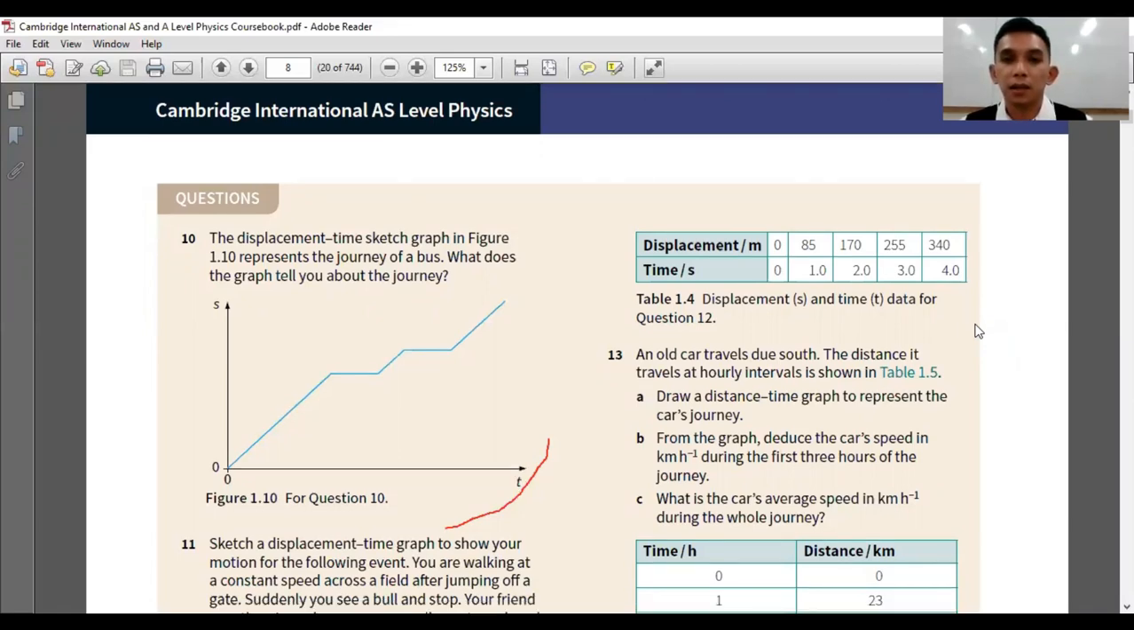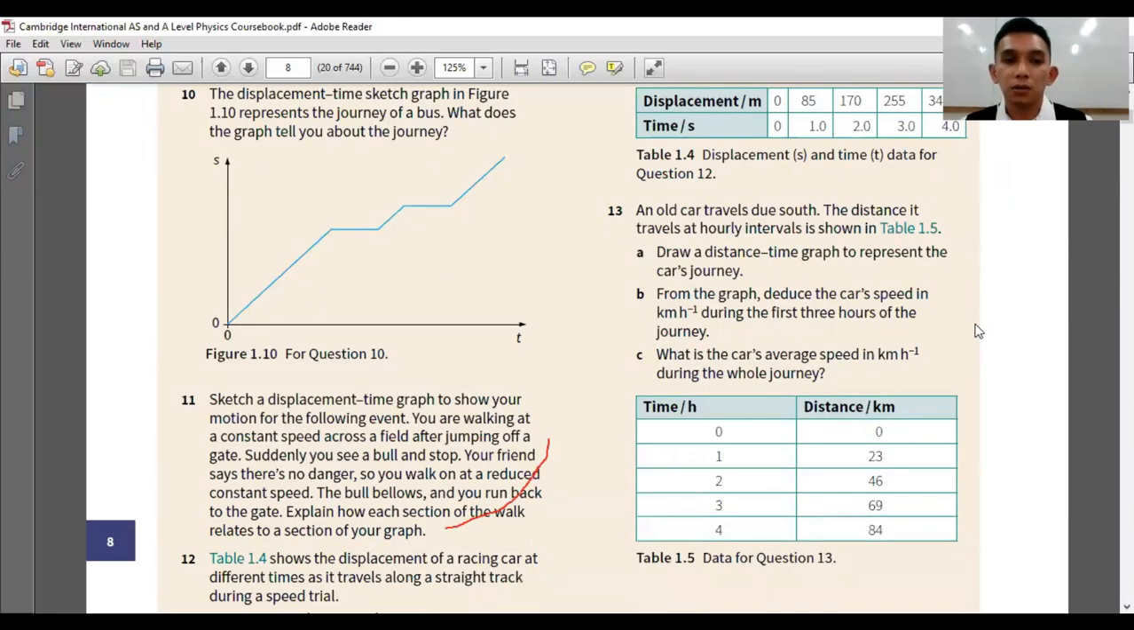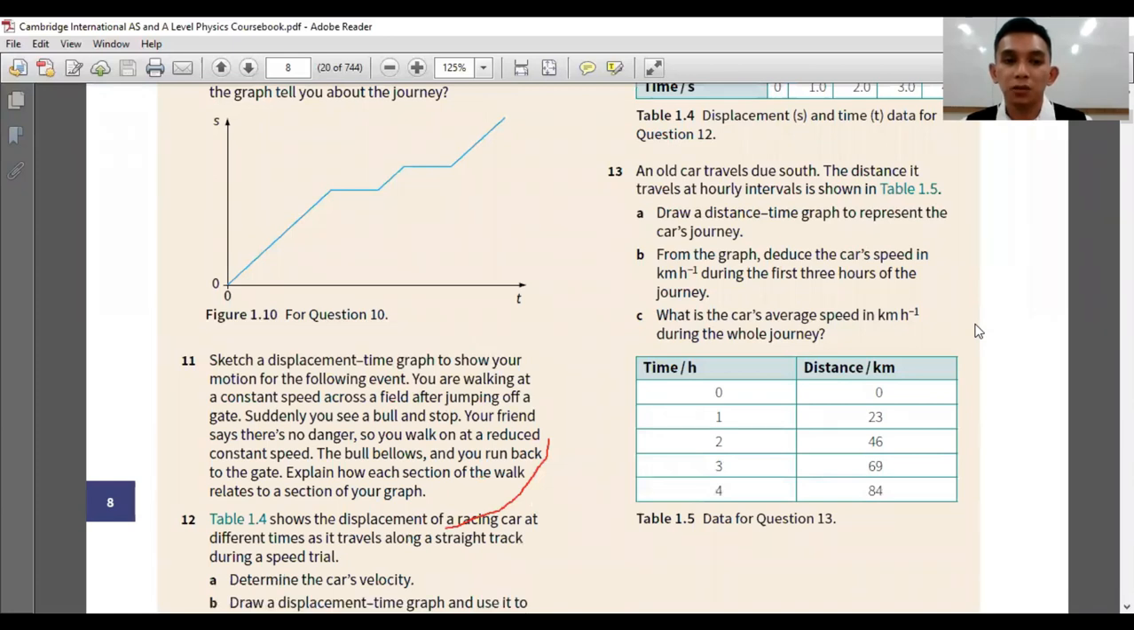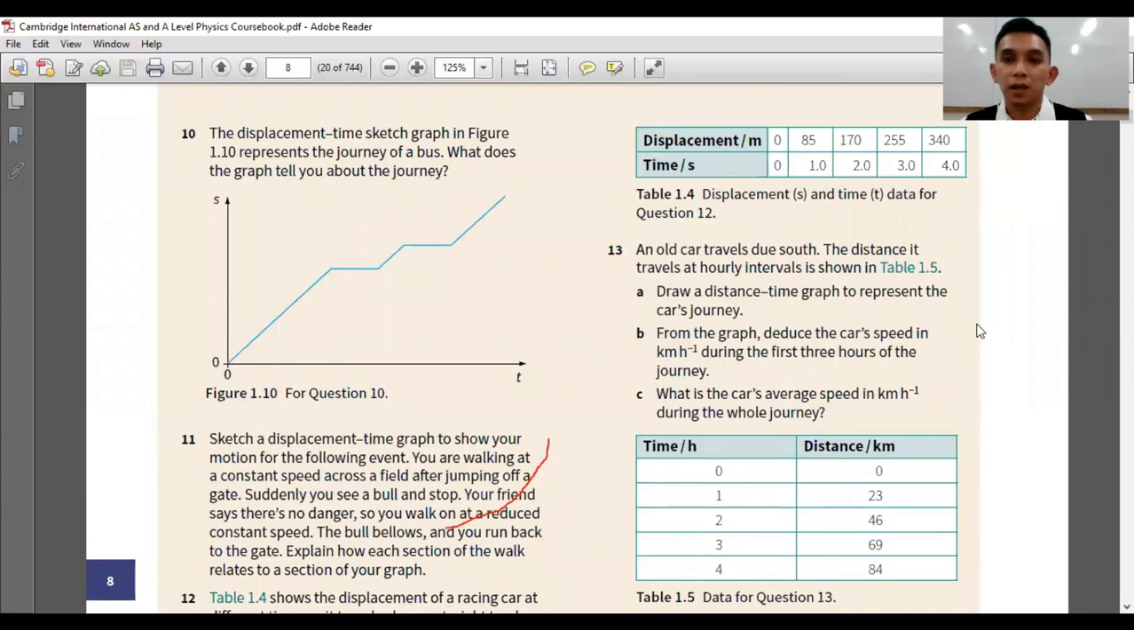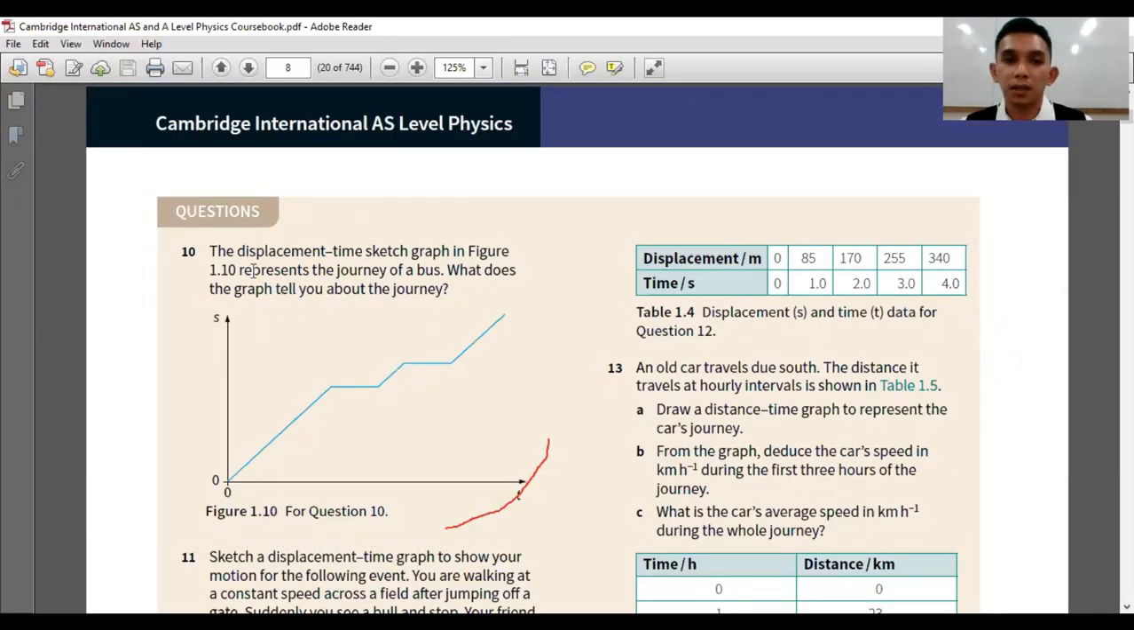And for 12b, draw a displacement time graph and use it to find the car's velocity. So after that, you need to make this kind of graph, the displacement time graph. Okay, set the displacement at 85 meters when the time taken is 1 second, 170 meters at 2 seconds, and so on. And then after that, you make the line connecting the dots.